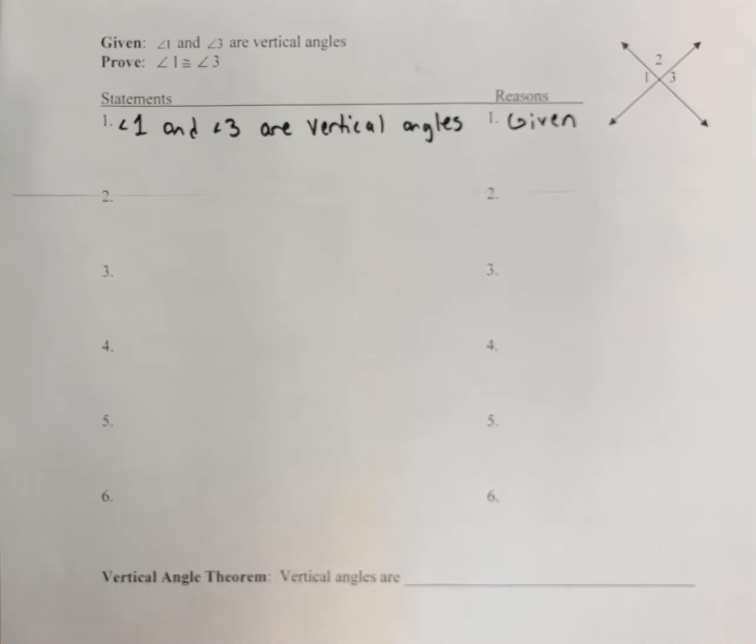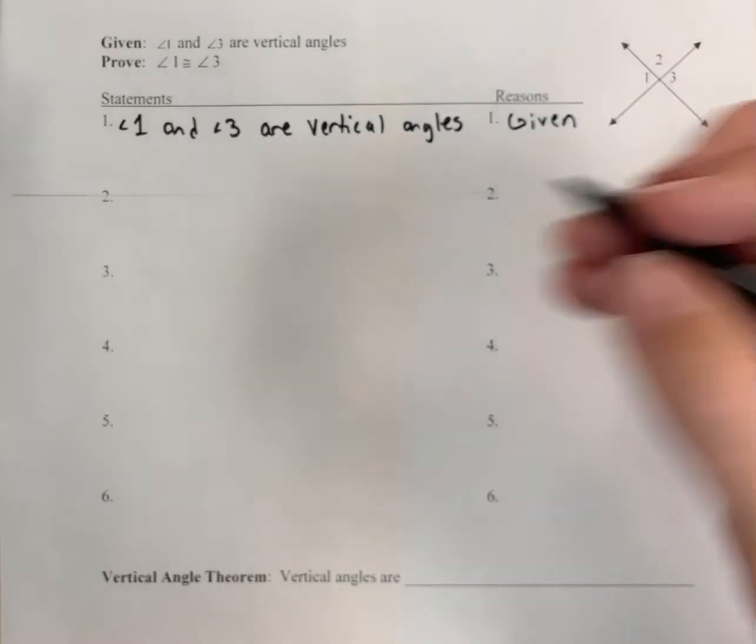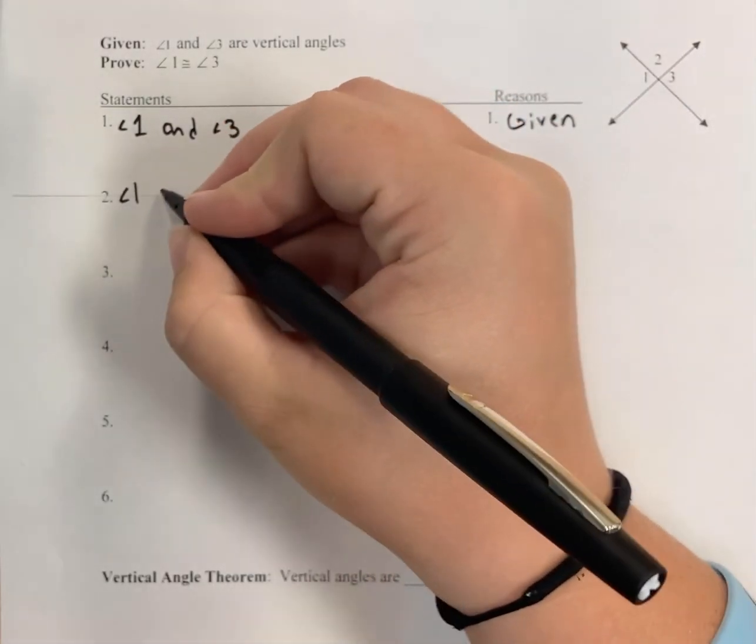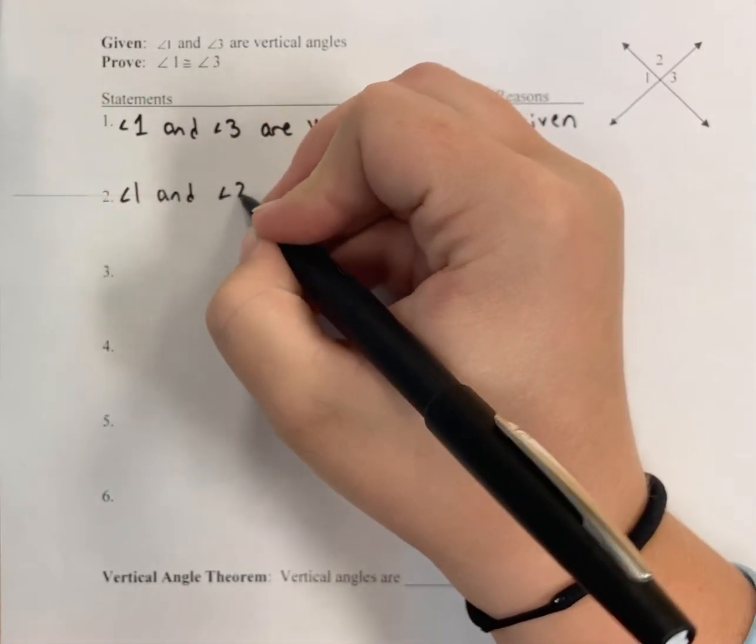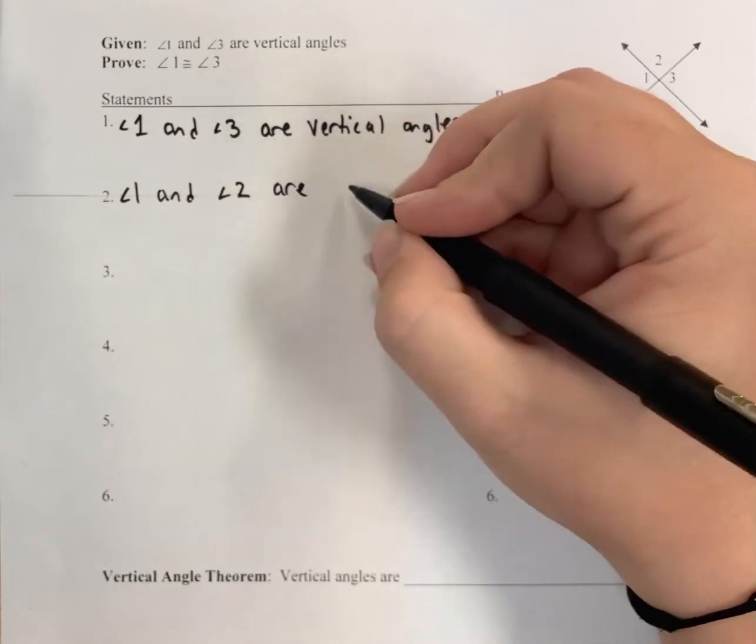Now, I'm going to basically go from there. So, if 1 and 2 are next to each other and 2 and 3 are next to each other, we know also that they're linear pairs. Okay? If they're linear pairs, then they're supplementary. So I'm going to go ahead and say that I know that angle 1 and 2 are supplementary.